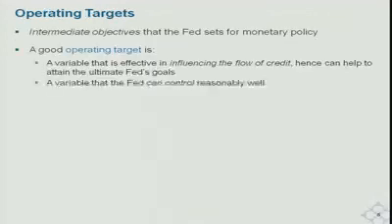So what are the operating targets? The operating targets are intermediate targets that the Fed sets, some guideposts that the central bank wants to achieve in order to achieve then the final goals. Now, in order to be good operating targets, a variable has to be under the control of the Fed, and relatively well under the control of the Fed, and it has to be effective in transmitting the stimulus in reaching the goals. So those are two characteristics.